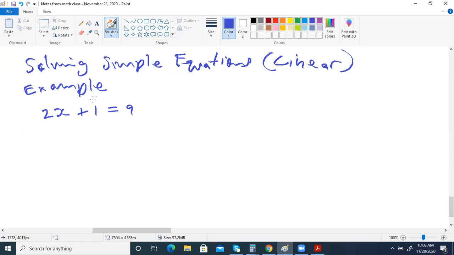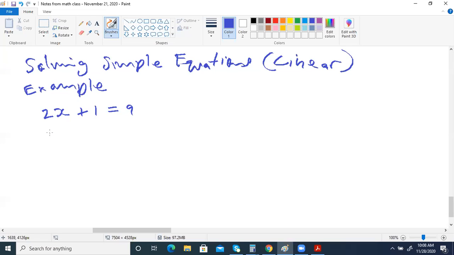Sir, I don't mean to cut you, and it's not that I love shortcuts, but when I look at the question, I say to myself, 2x, x would be 4, and 2 fours is 8 plus 1 is 9. That's how I solved it.